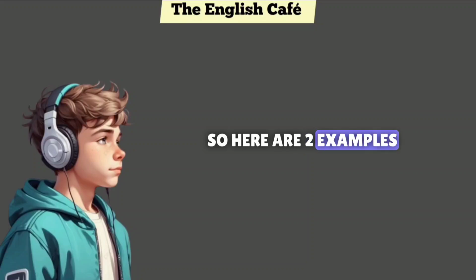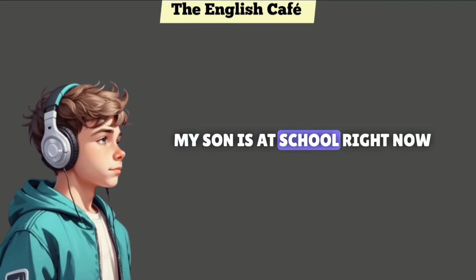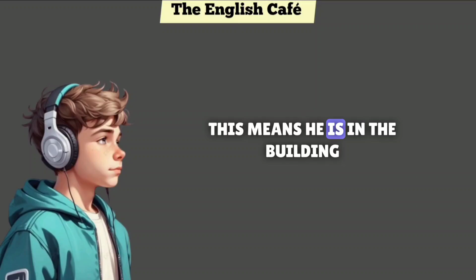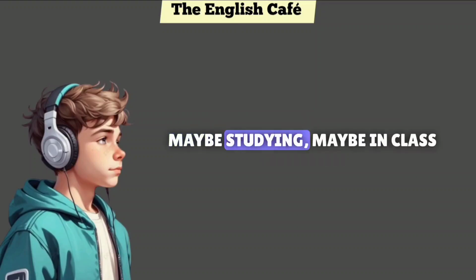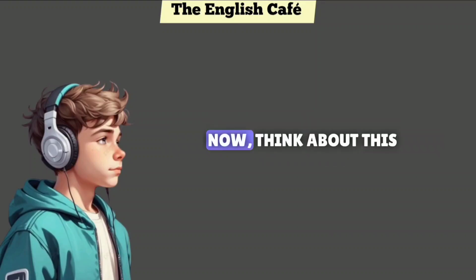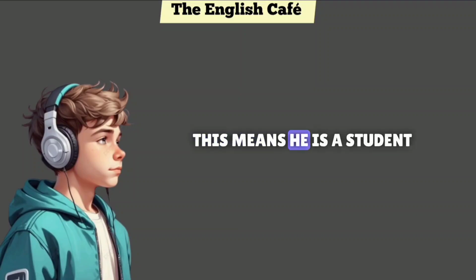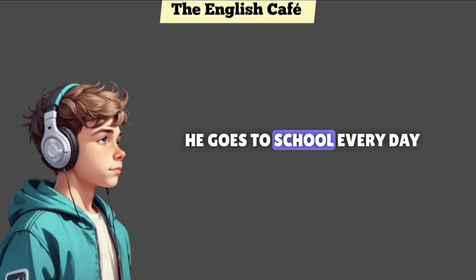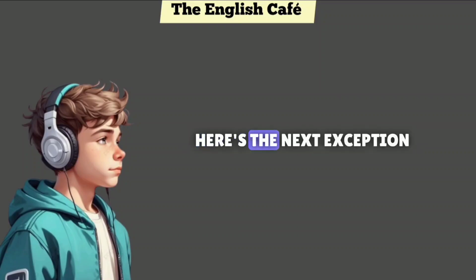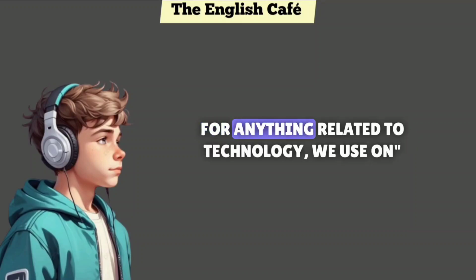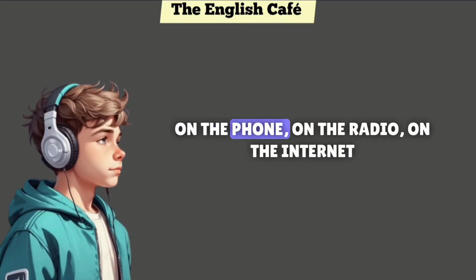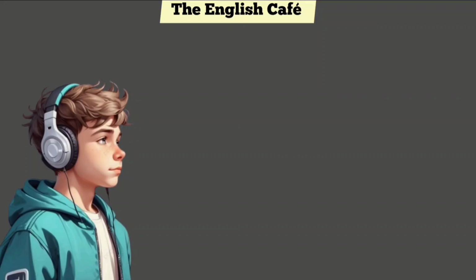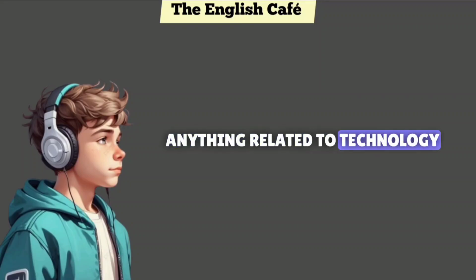So here are two examples. My son is at school right now. This means he is in the building, maybe studying, maybe in class. Now think about this. My son is in school. This means he is a student. He goes to school every day. Here's the next exception. For anything related to technology, we use on. On the phone. On the radio. On the internet. Okay. Anything related to technology.